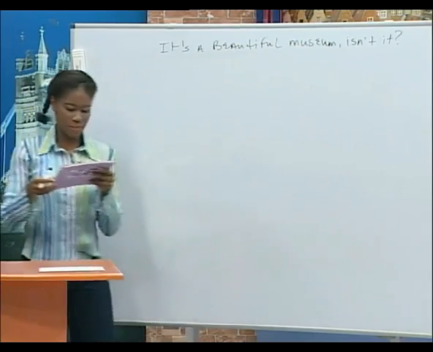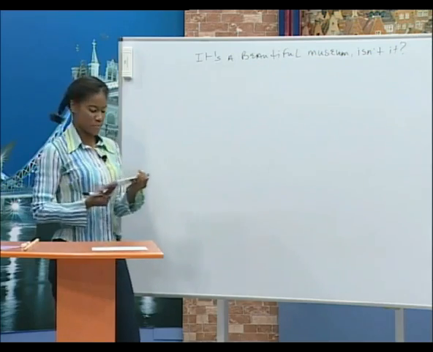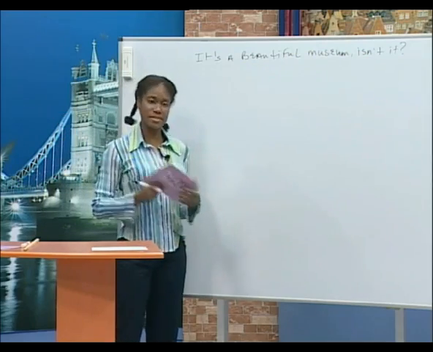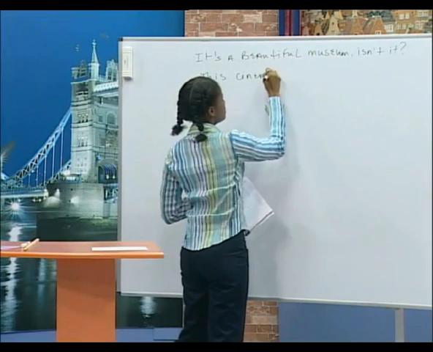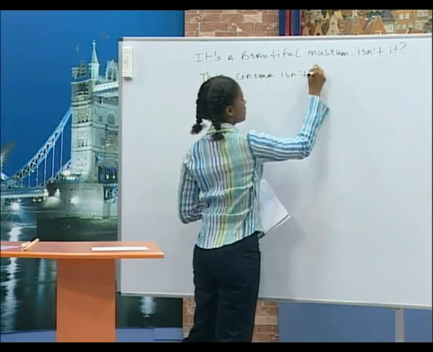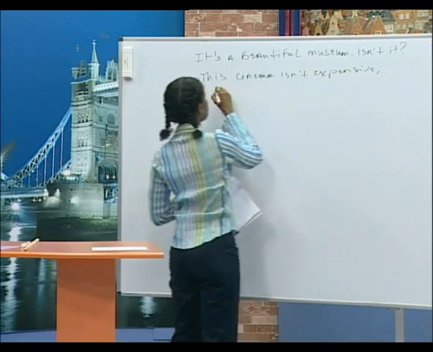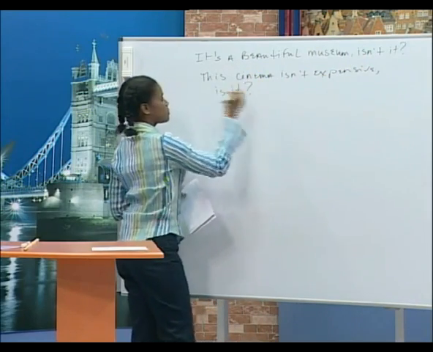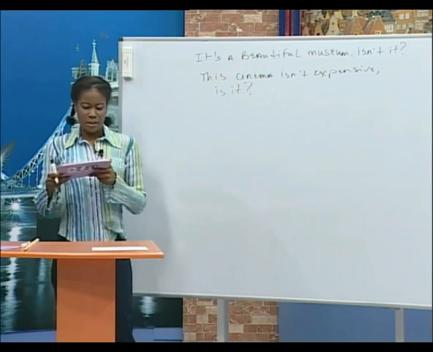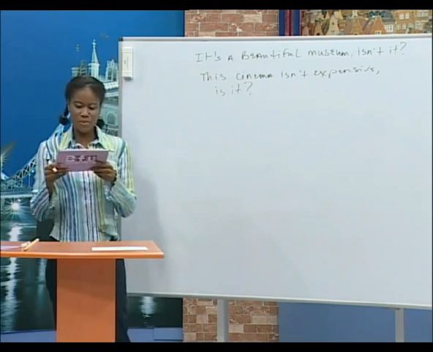Very good. All right, Linda, you are with a friend outside the cinema. You are looking at the cheap prices. What do you say? It's easy. This cinema isn't expensive, is it? Good. Very good. All right, who's next?